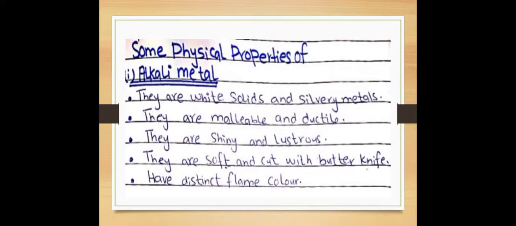Here are some physical properties of alkali metals. They are white solids and silvery metals. They are malleable and ductile. They are shiny and lustrous. They are soft and can be cut with a butter knife. They have distinct flame colors.